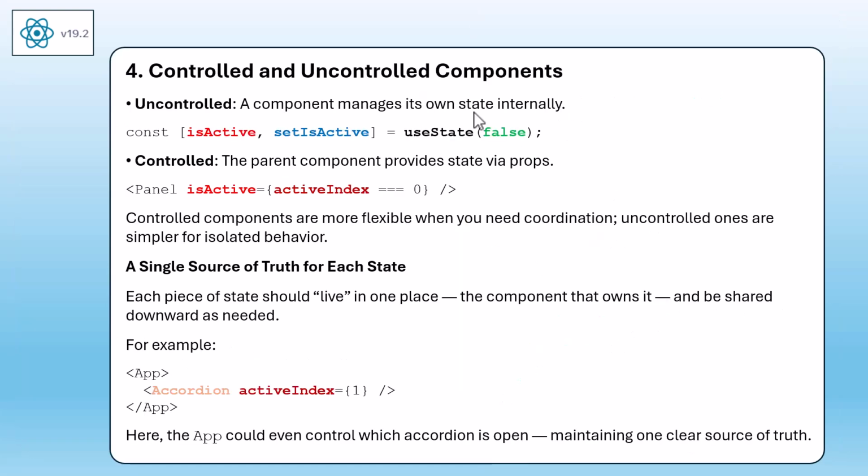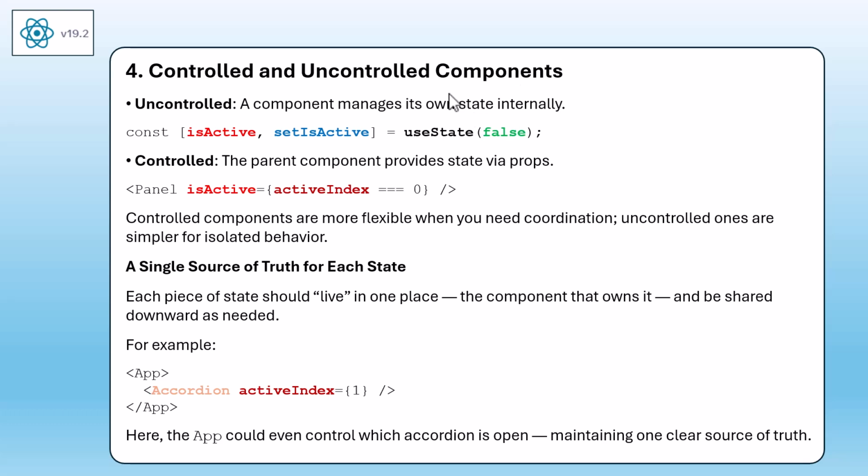4. Deep dive. Controlled and uncontrolled components. In React, you'll often hear about controlled and uncontrolled components. A component with its own internal state is considered uncontrolled. For instance, our original panel was uncontrolled because it decided on its own whether it was active or not. The parent couldn't influence that behavior. Once we lifted the state up, the panel became controlled. That's because it now depends on props passed by its parent, the accordion, to determine whether it's active. The parent fully controls its behavior.